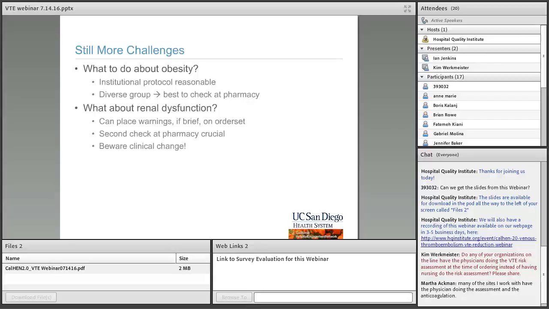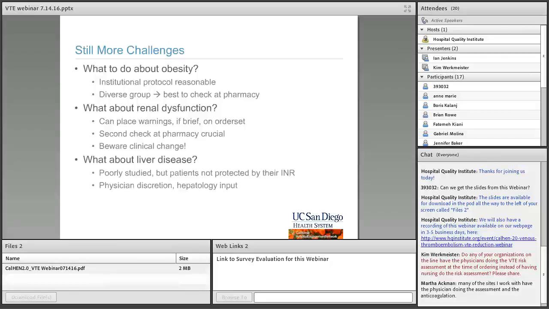There's always a renal function issue. If you place warnings on your order set, that's helpful. The pharmacy check is really important. And one thing to keep in mind, depending on the ability of your pharmacist to keep on top of this, patients' renal function changes. So if someone was on unfractionated heparin initially, but it's not the best choice for them, you might want to switch them. If someone develops worsening renal failure, then their low molecular weight heparin might not be appropriate any longer. And so it's helpful to have a mechanism to follow this over the hospitalization.